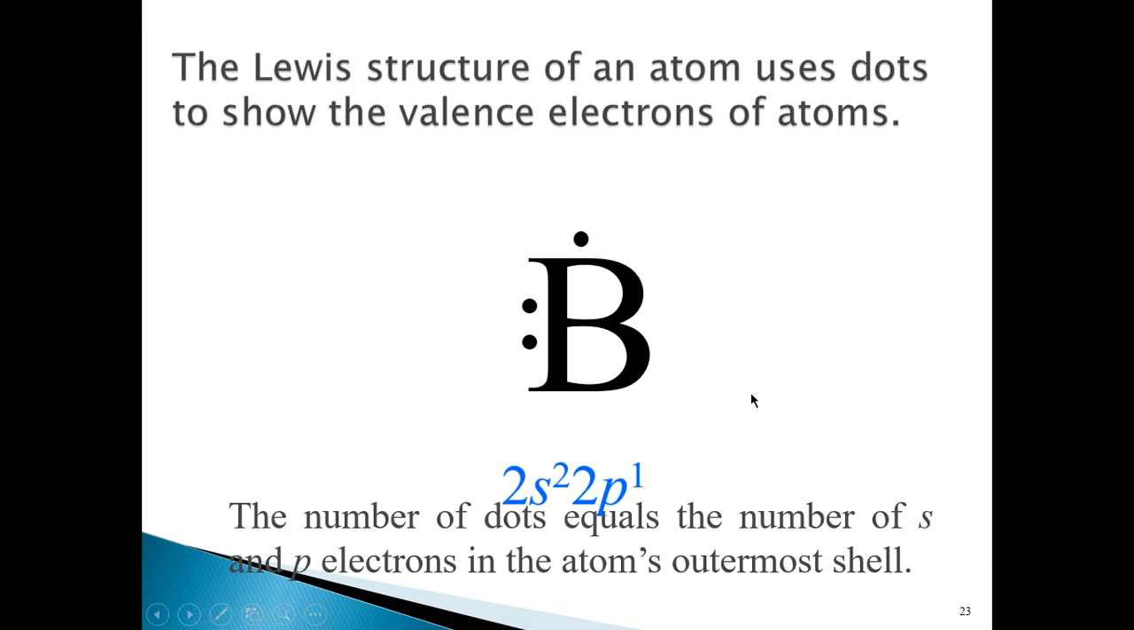Of course, we get the valence electrons from the fact that we have 2 electrons in the case of boron in the 2s orbital and 1 electron in the 2p orbital, and these orbitals are from the second shell, which is the valence shell.